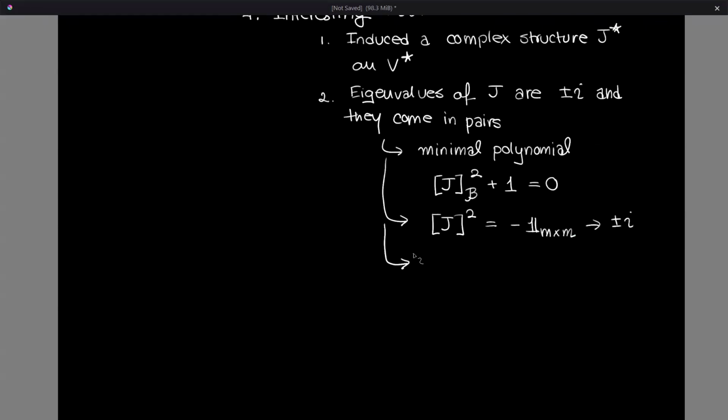And lastly, we used the conjugate root theorem to show that they come in pairs. So that's the last thing that we did.